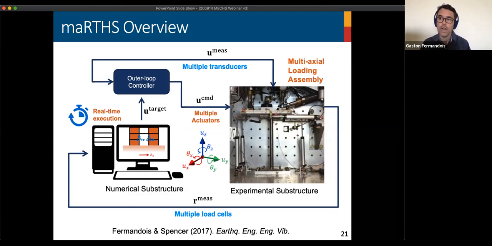In order to avoid any instability and try to get accurate results, we need to design an outer loop controller that is going to be responsible for synchronizing the signals between the measured experimental substructure and the desired target from the numerical substructure.